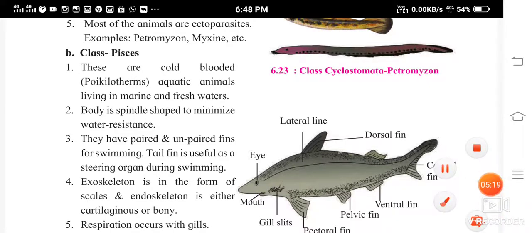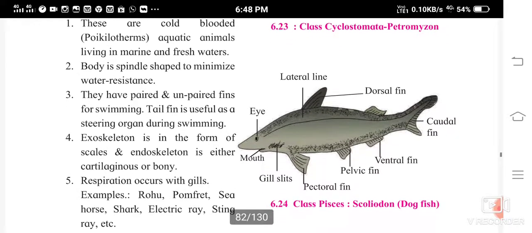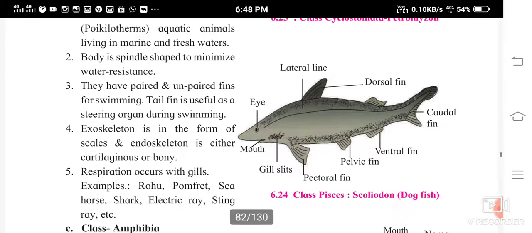It means their body temperature depends on the temperature of the atmosphere. If the outside temperature is cold, their body will also be cold. That is why they are called poikilotherms. Now these animals live in marine and fresh water, so you find them in seas and oceans, and you find them in lakes and rivers as well.